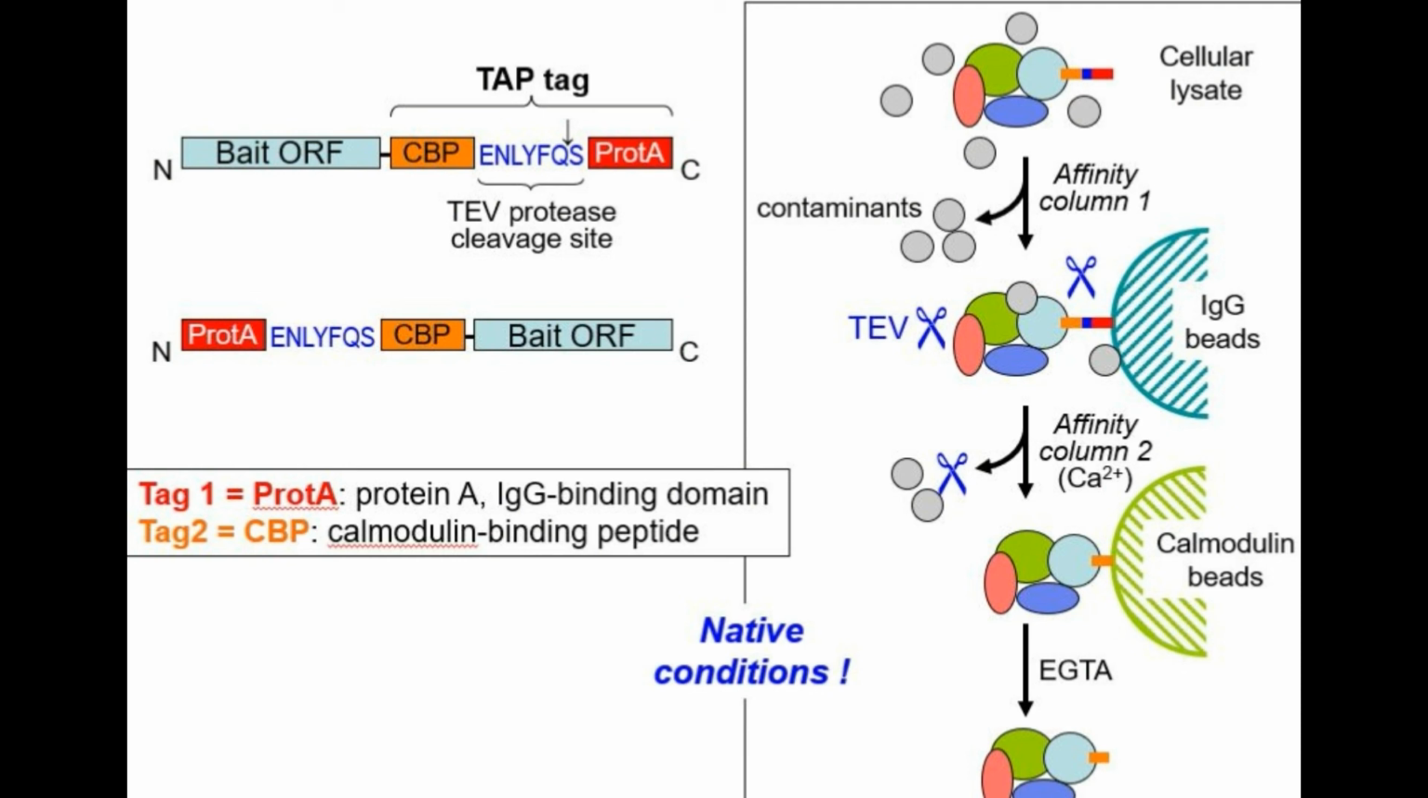So we have, for example, an immunoglobulin G bead and a calmodulin bead. And the tag which is present on these proteins will be cleaved off subsequently. So by the end of this process, we'll be receiving highly purified proteins.